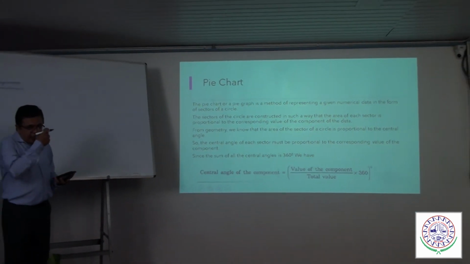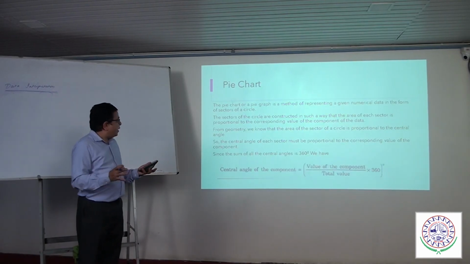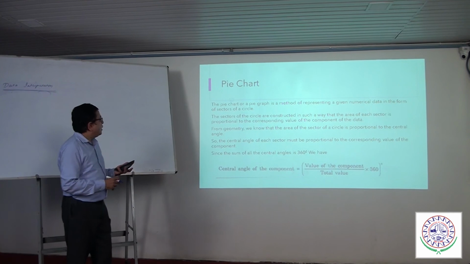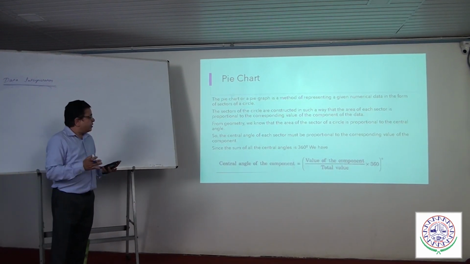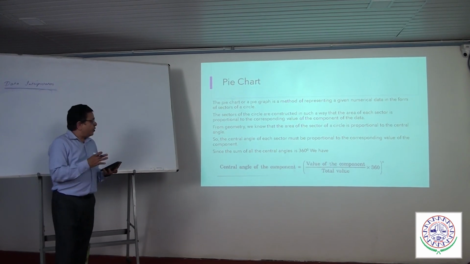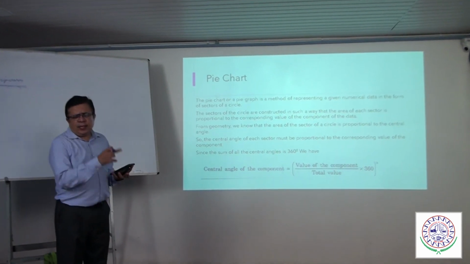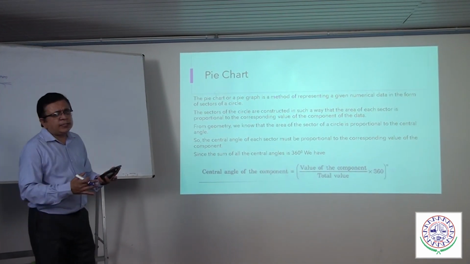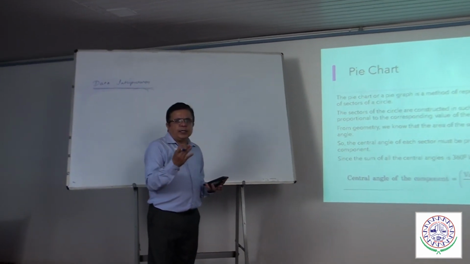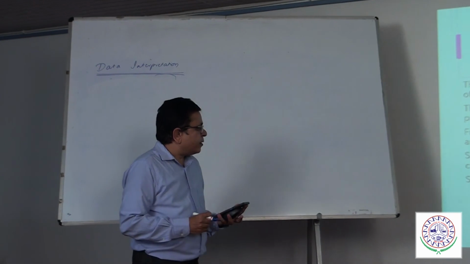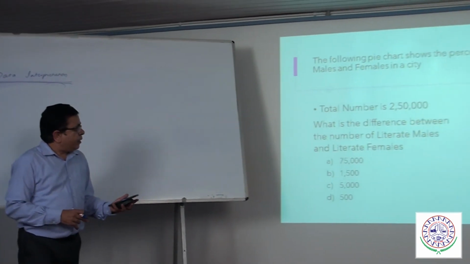Now we go to a pie chart. Pie chart basically means that the entire area is converted into a circle, and then the sectors of the circle are constructed in proportion to the corresponding value of the component of data. A circle is 360 degrees. If you cut it into 10 pieces, then it becomes 36 degrees per sector. So now let's look at how this is used in data analysis.